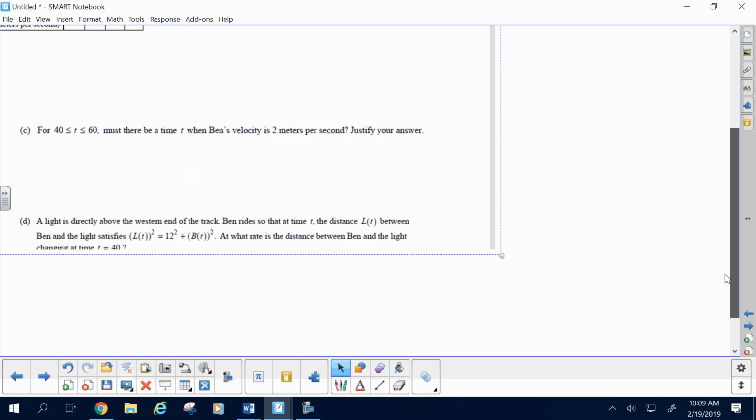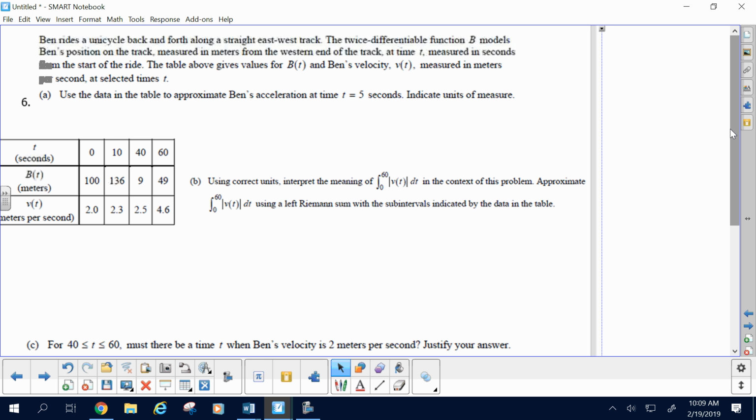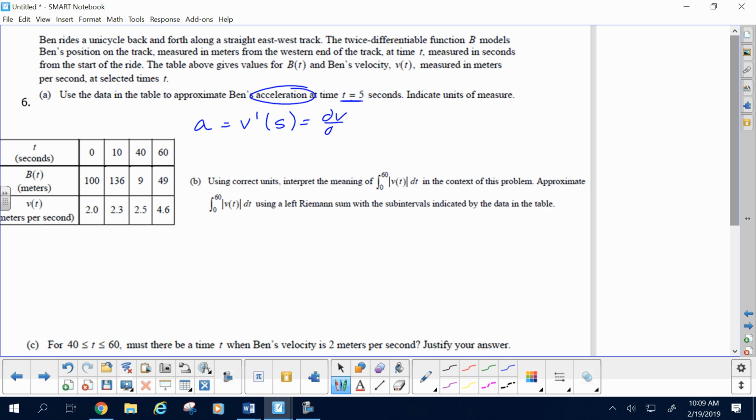This is a fun one. The Ben rides a unicycle problem. I think this was 2010. Good question. Let's go here. How do you approximate the acceleration at an instant? Wow. Okay. Isn't acceleration the derivative of velocity? Yeah? You could say, this is how you might conceptualize it. It's dv dt at 5, right?